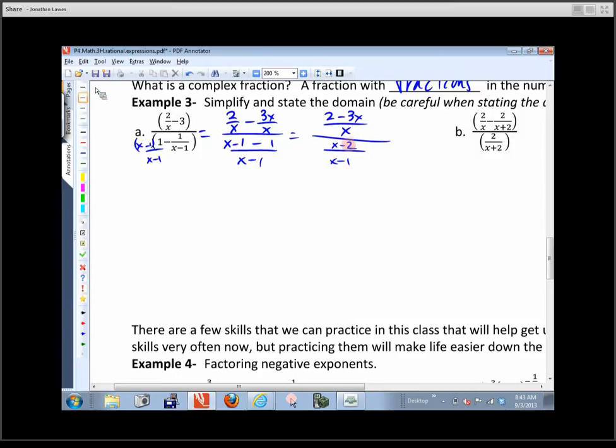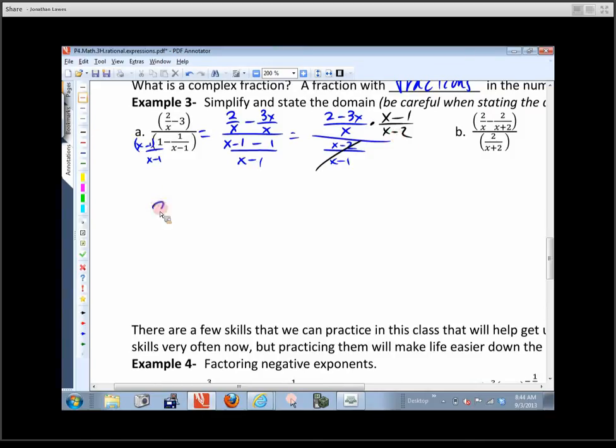Do I ever divide fractions? Nope. I'm going to take this one, and I kind of just envision it flipping over, just rolling over like this. That's going to put the x minus 1 on the top and the x minus 2 on the bottom. It's now a multiplication problem, and I factored everything. Does anything cancel? Nope. So here's the answer.